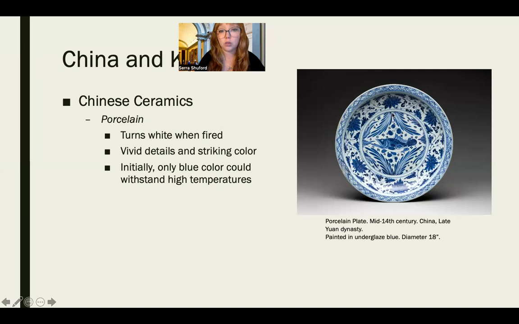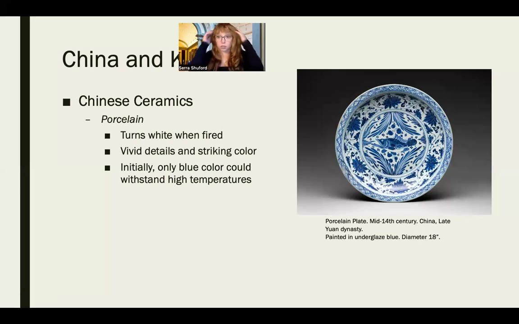And it also turns very white when it's fired, whereas other kinds of clay are going to turn more of a brown or beige color, but porcelain has this stark, vivid white. And it also has to be fired a lot hotter than regular types of clay. Because of that, blue was initially the only color that could withstand those high firing temperatures, which is why most of the designs are done in a range of monochromatic blues. This tradition carried over for a few centuries.